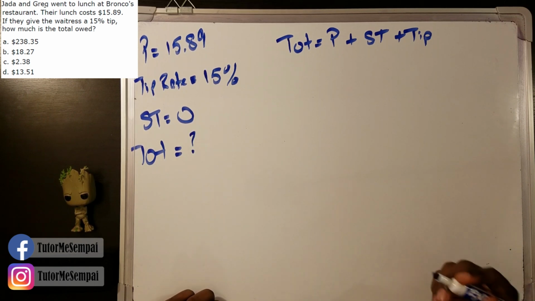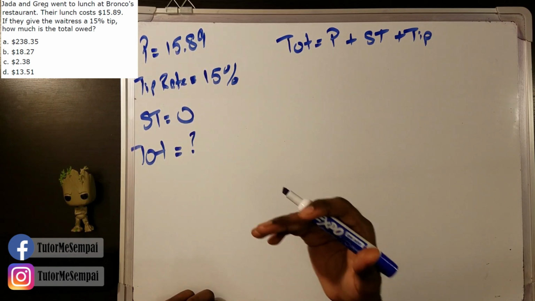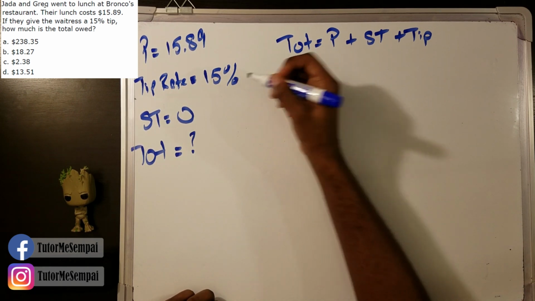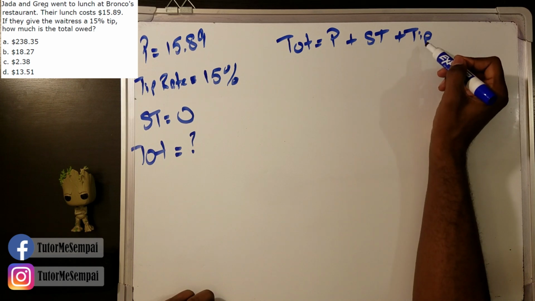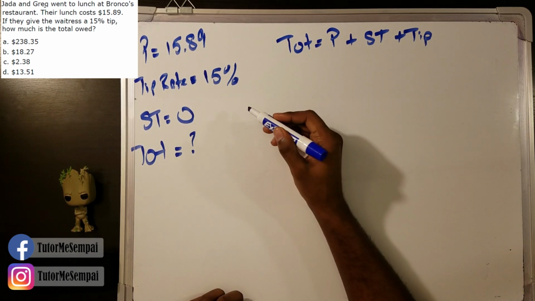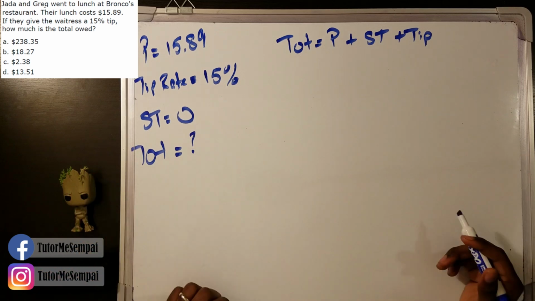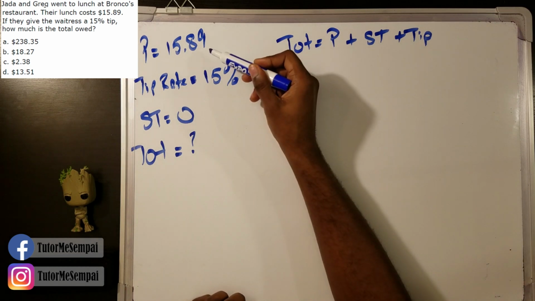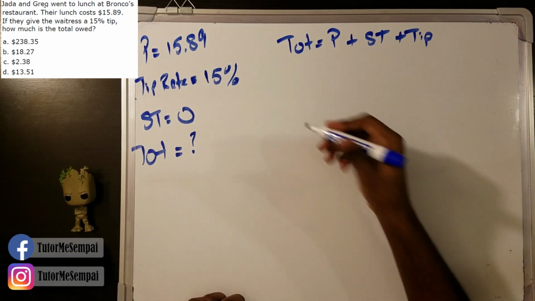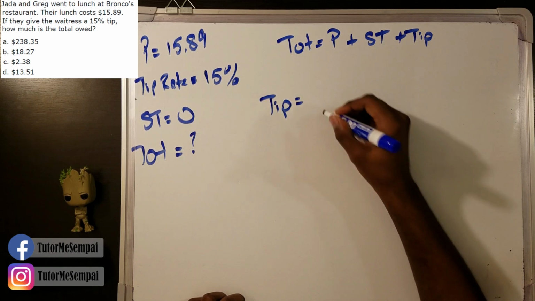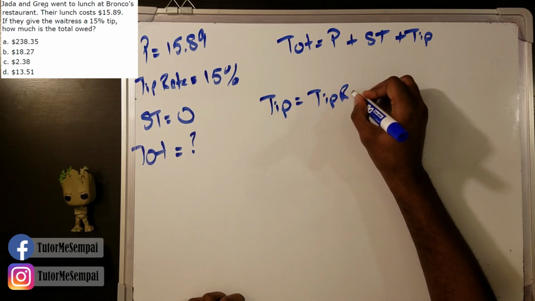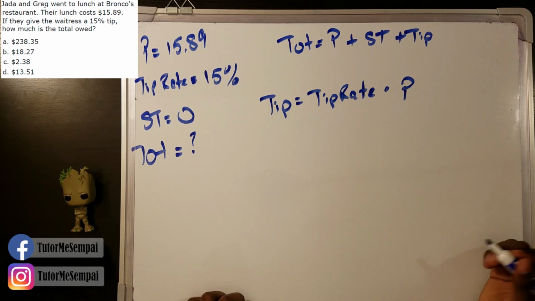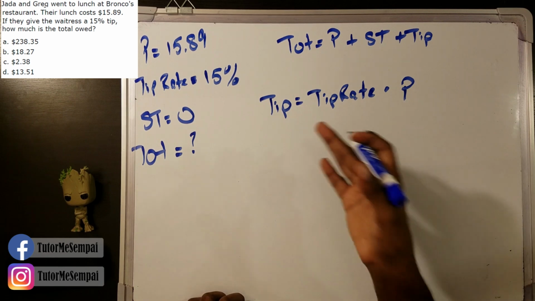So the first thing we want to do is find what your tip is, right? Your tip is going to be important, because we don't have the tip, we just have the tip rate. And in order to find the total, we need the actual tip that we paid. So we know the tip rate was 15%, but what is that 15% of? Well, that's going to be 15% of your meal. And our meal costs $15.89. So our tip is going to be our tip rate times our pre-tax value. If we know our tip rate and our pre-tax value, we can find our tip.